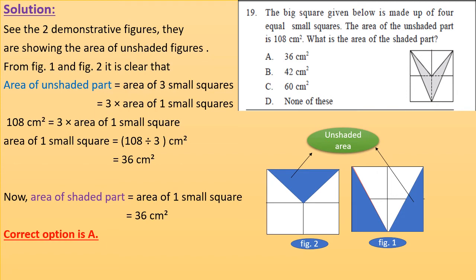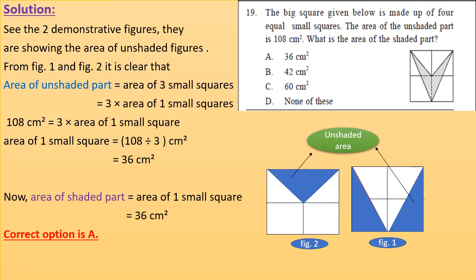Check out the solution of question 19 here. Now see the two demonstrative figures. They are showing the area of the unshaded figure, that is, figure 1 and figure 2 will show the area of the unshaded part of the figure given in the question. So from figure 1 we can see the unshaded part covers 2 squares, and from figure 2 we can see the unshaded part covers 1 square.